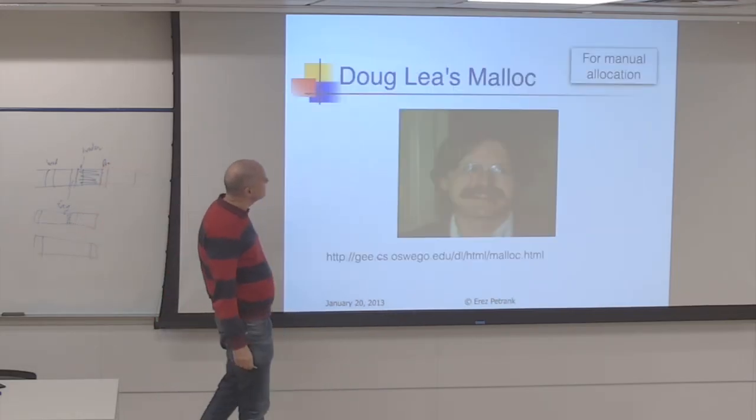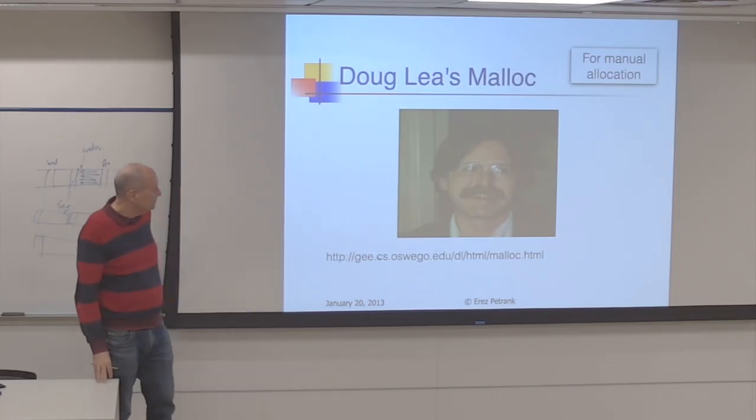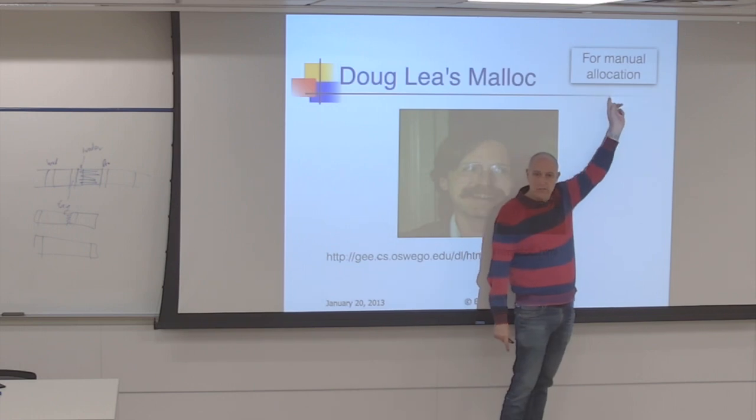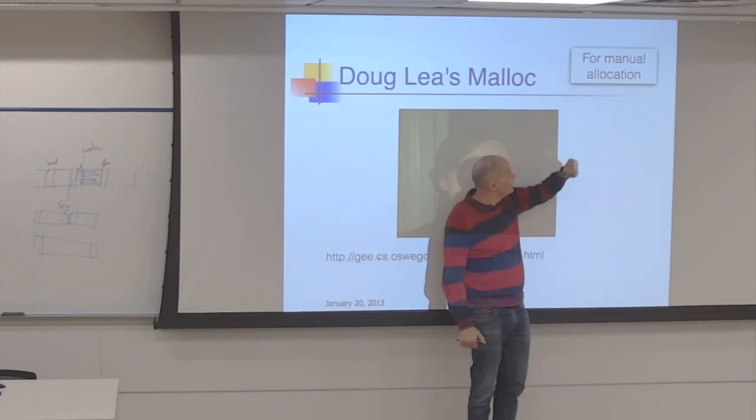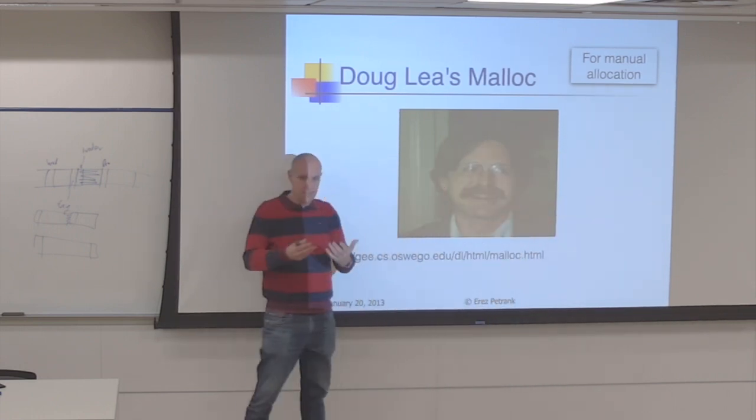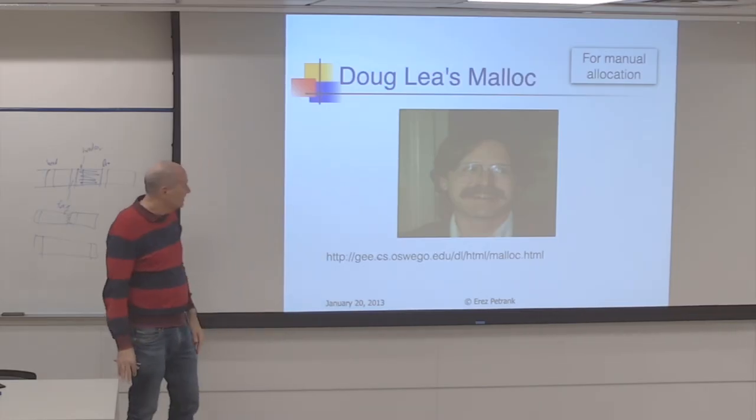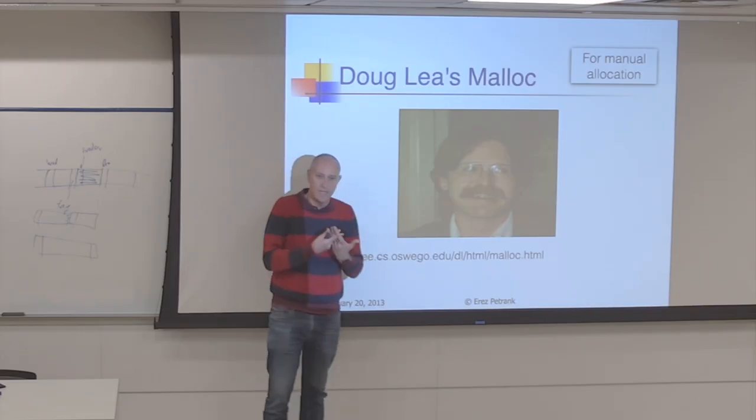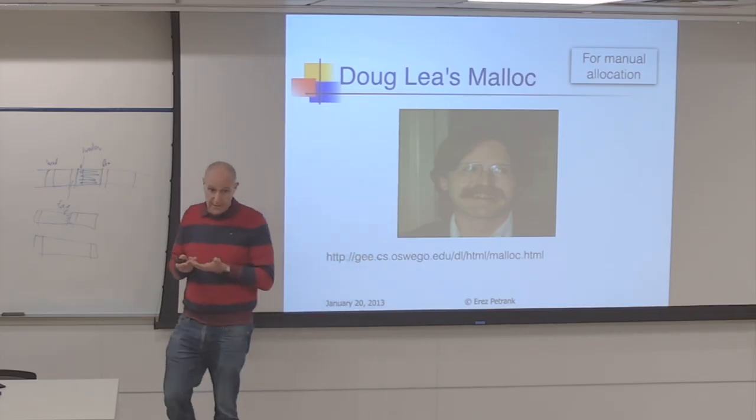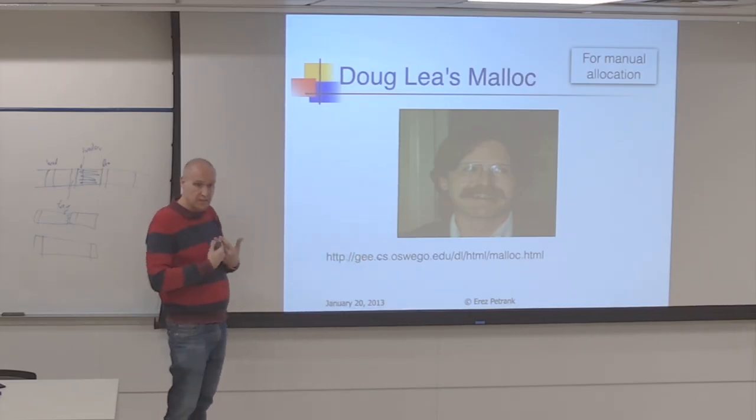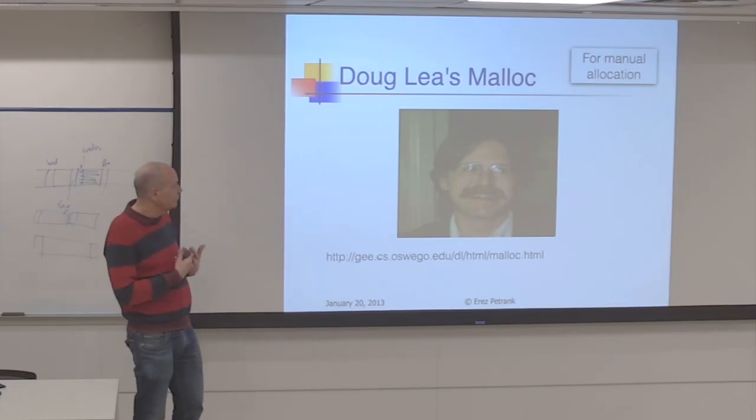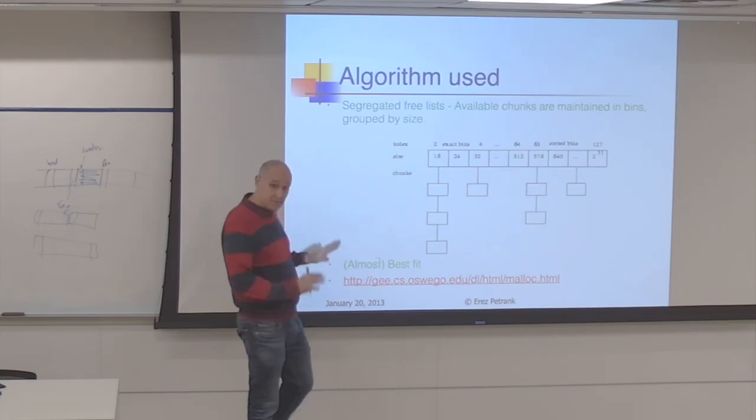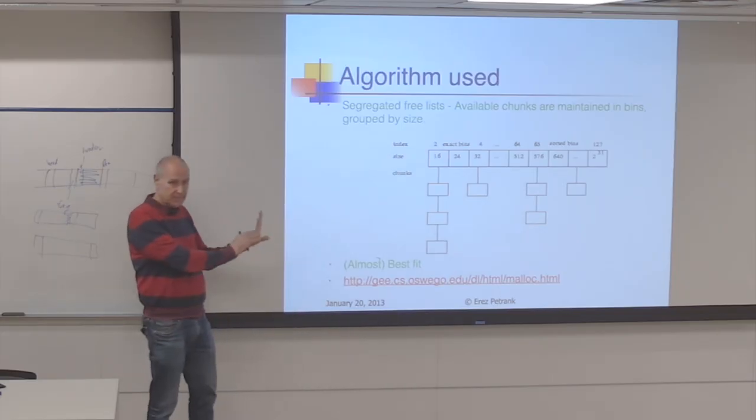So let's talk about specific allocators. The first allocator, and I'm saying not for garbage collection, this is for manual allocations where you do malloc and free. This was one of the first more sophisticated algorithms. No parallelism. It used to be the classical algorithm that everybody would compare to, was by Doug Lea. So let's talk about his algorithm.